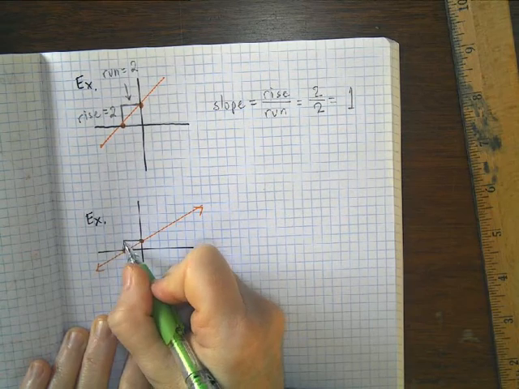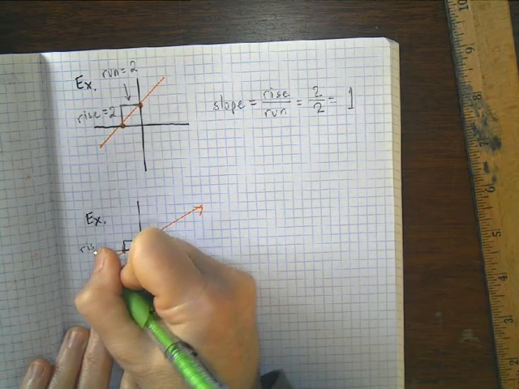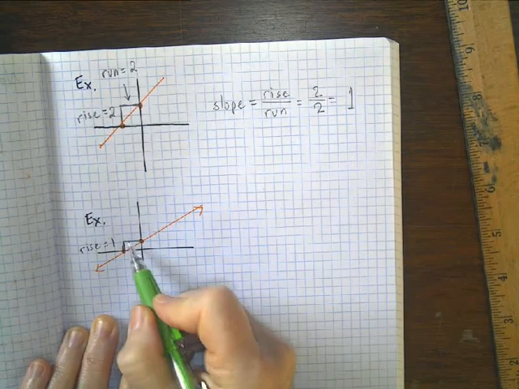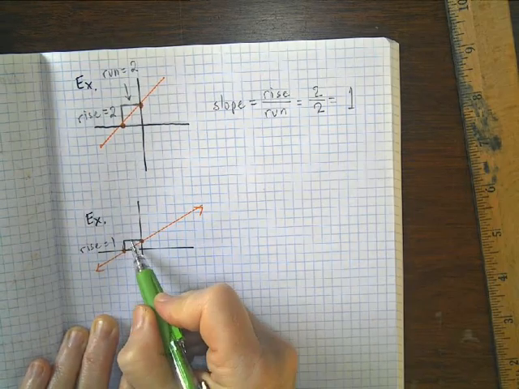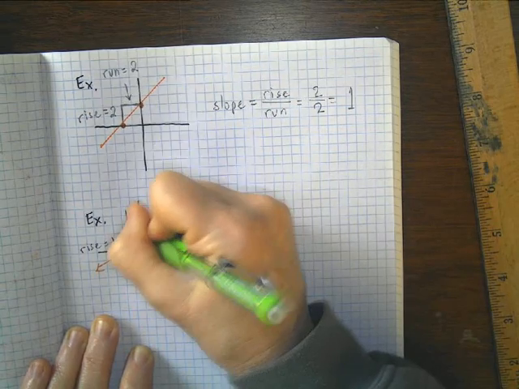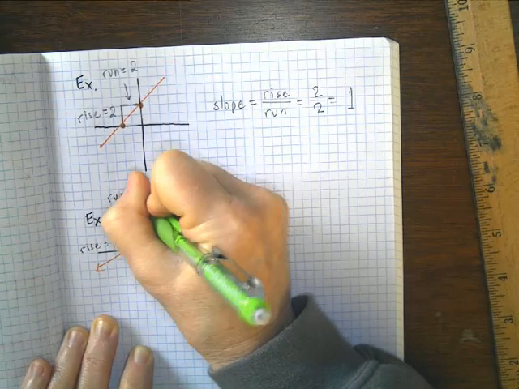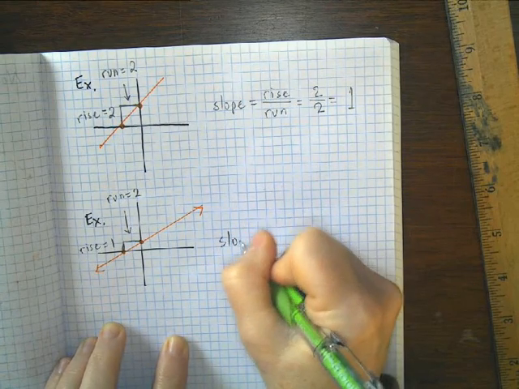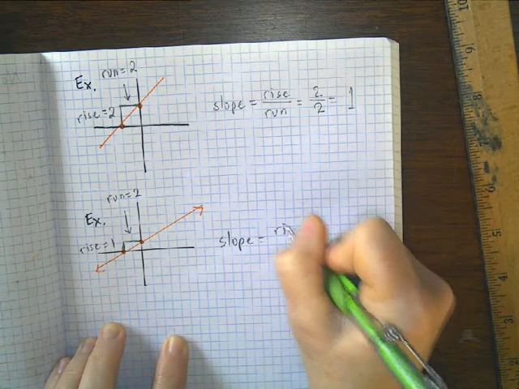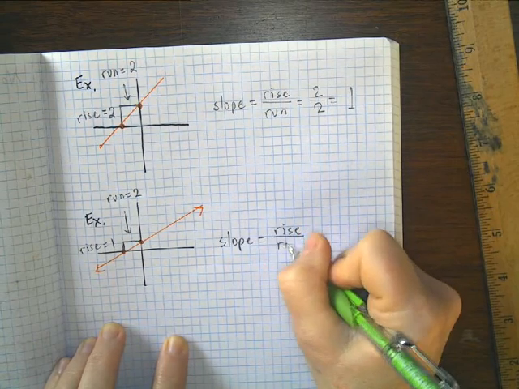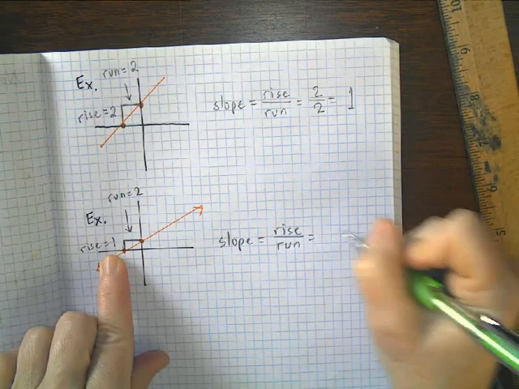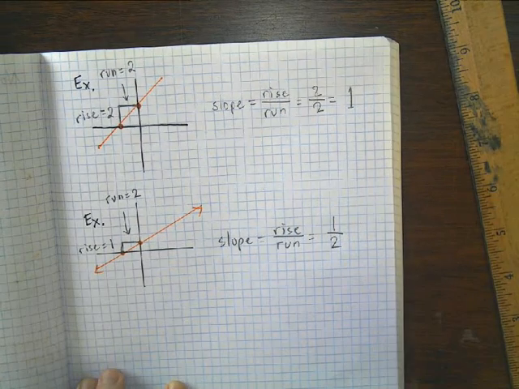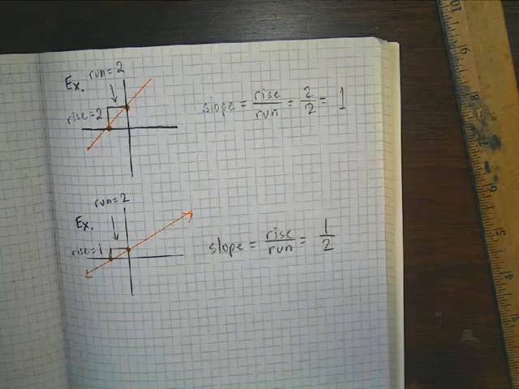So my rise is equal to 1. I'm going up 1 space. And my run is 1, 2 spaces. My run is equal to 2. So my slope is equal to rise over run. So my rise is 1. My run was 2. 1/2. That's it. All I can do with that. Okay.